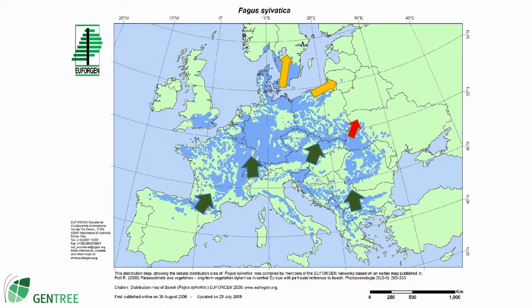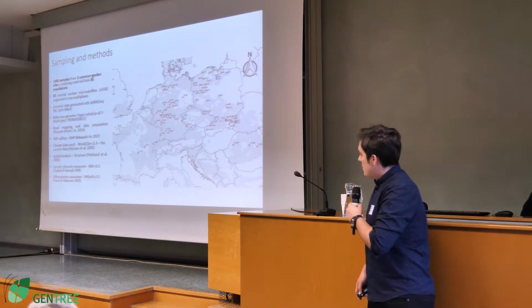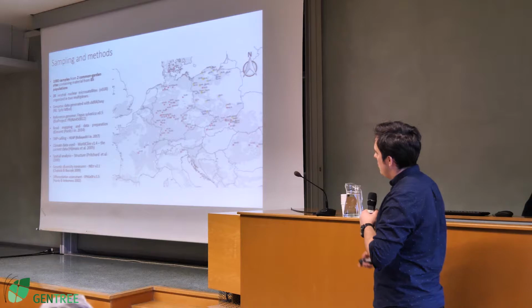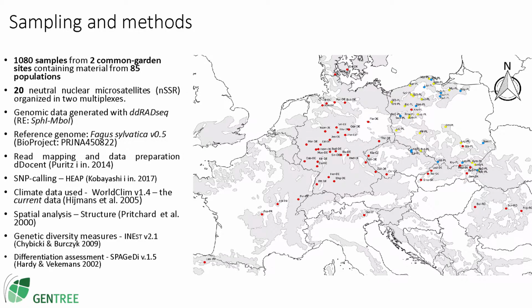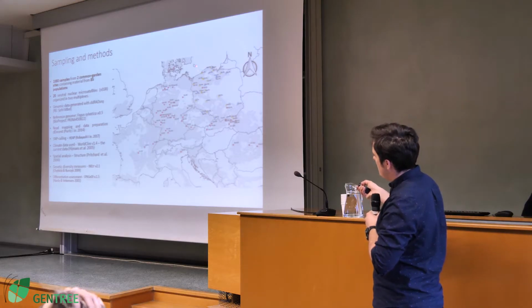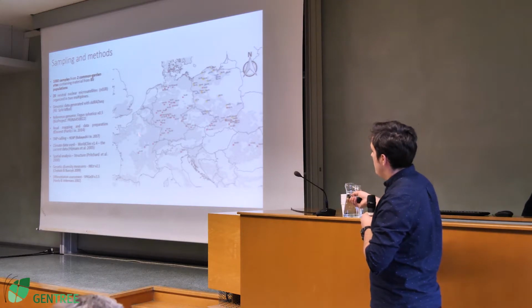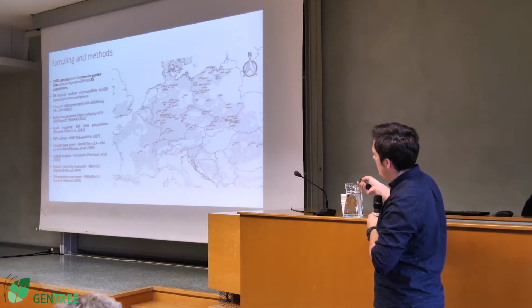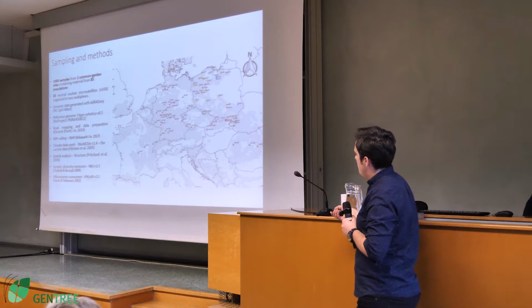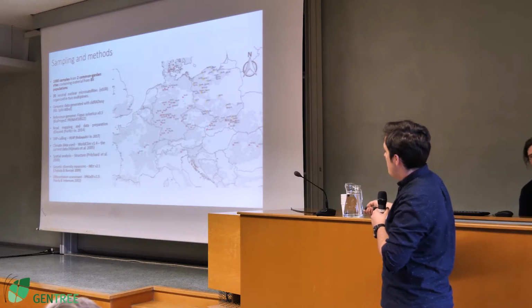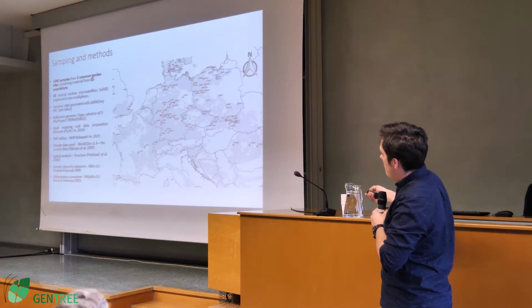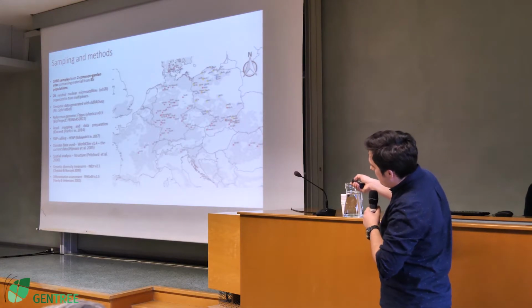Okay, you have the map. In our study, we used material from two common garden sites, one located in northern and one in central Poland. The common garden sites contained material from 85 populations. Some of them are doubled, so the yellow dots are the doubled populations. The red ones are from the central common garden site, and the blue ones are from the northern site. Most of them are from Germany and Poland, but we also have a few from France, Spain, Italy, Romania, the Czech Republic, Slovakia, and Denmark, of course.